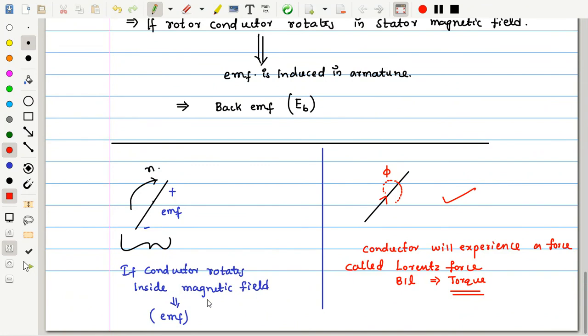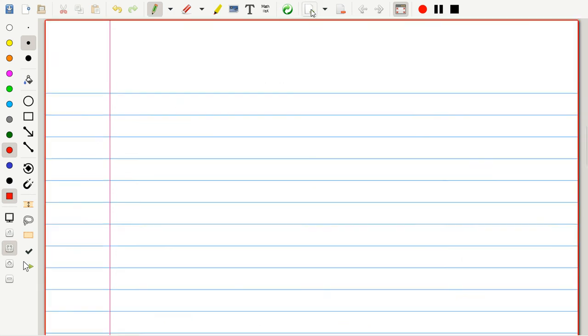These are the very clear and clean important differences between the motoring action and generator action. So this part of the differences is very important to understand. Okay, so this is all about the motoring and generator action.